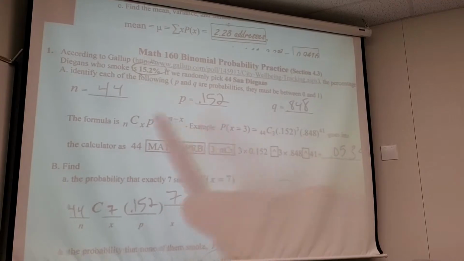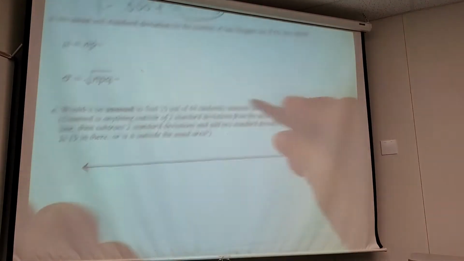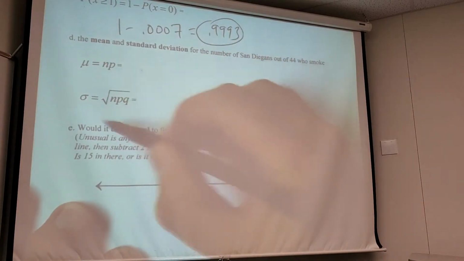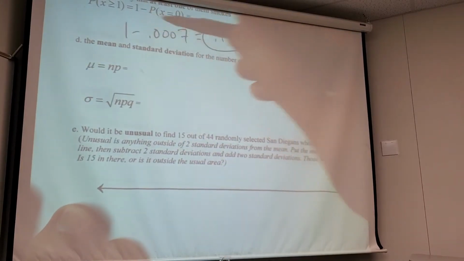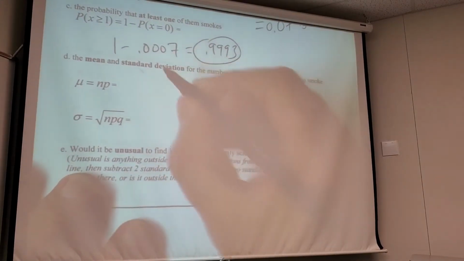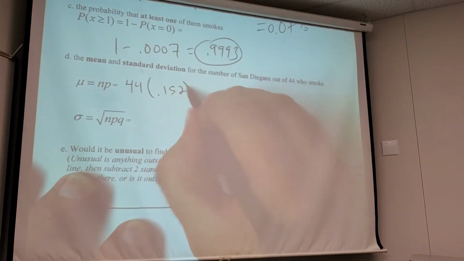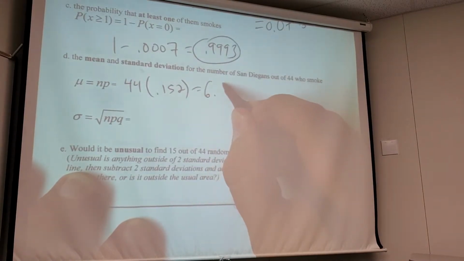By the way, this was about tobacco, not something else. Now this, and again, these are the best formulas we've seen yet. You gotta love these formulas. The mean: what's n? 44. What's p? 0.152. What do you get when you multiply those? 6.688.